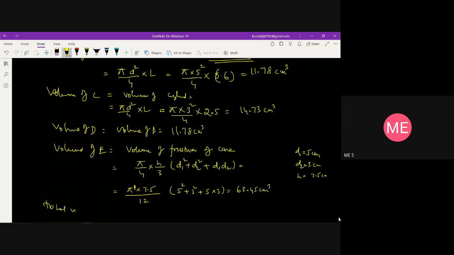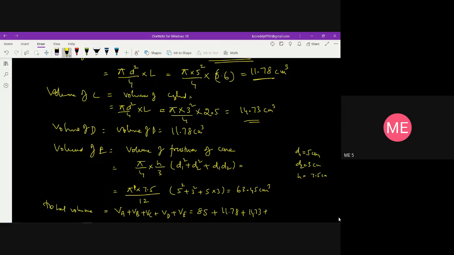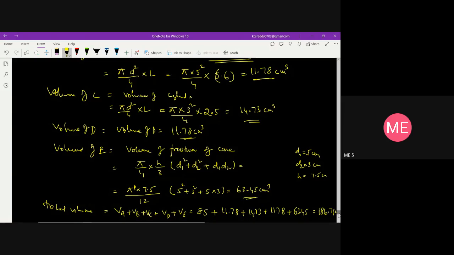Then total volume is equal to VA plus VB plus VC plus VD plus VE. So all the volumes you have to sum up. First, volume of A we have got 85 centimeter cube. Volume of B and D both are equal, so I'll be getting 11.78, plus volume of C I got as 14.73, then volume of D once again 11.78, then 63.45. If I add all these things, I'll be getting around 186.74 centimeter cube.